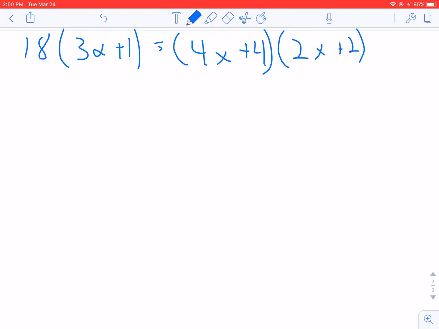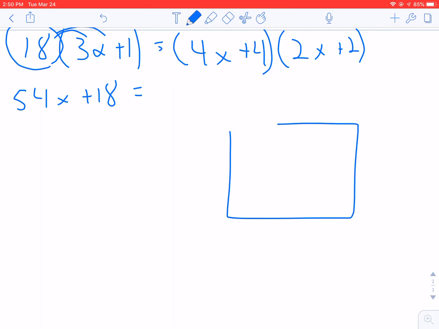Okay, so this should be easy. Alright, if we go ahead and double check, when we distribute here through, we get 54x plus 18 is equal to. Now, again, I'm going to box this. I think it's more student friendly. If you want a FOIL and you want to see this done using FOIL, just let me know. I'd be happy to do that for you.